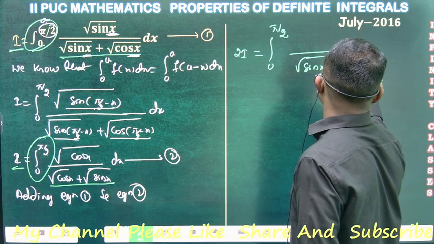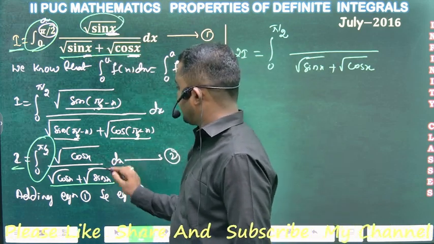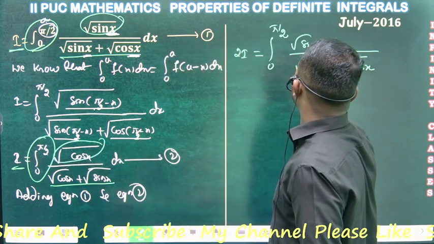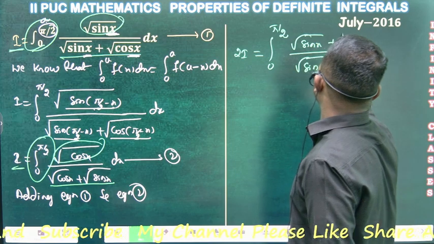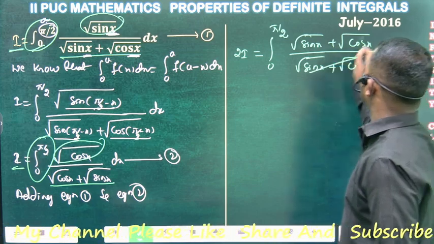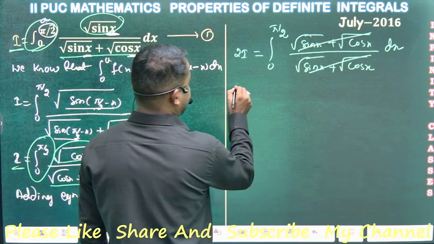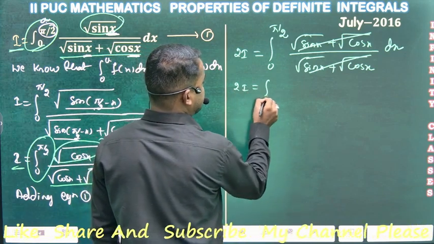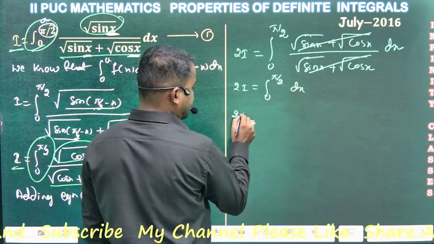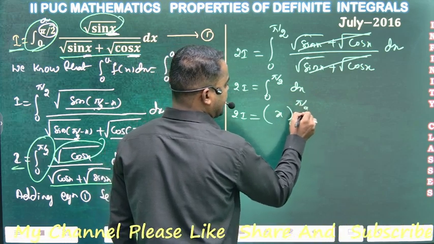Root cos x. The only thing is that we add the numerator, that is root sin x, and here root cos x. Root sin x plus root cos x dx. Now this cancels, both are the same. Then 2I is equal to the integral from 0 to 5 by 2 of dx. Now the integration of dx is x between the limits 0 to 5 by 2.